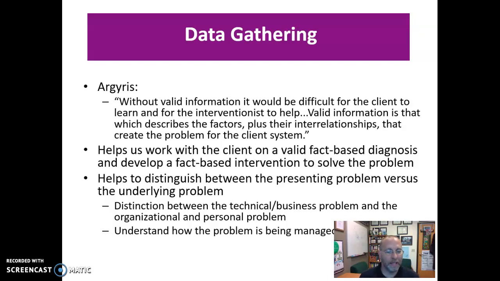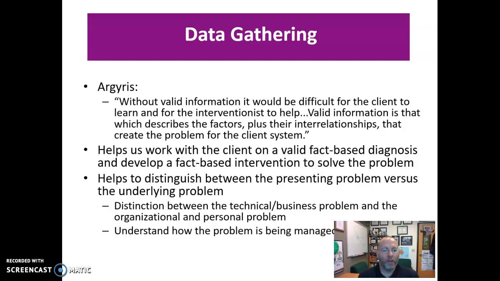So first, in relation to data gathering, I really like this quote. Without valid information, it would be difficult for the client to learn and for the interventionist to help. Valid information is that which describes the factors plus their interrelationships that create the problem for the client's system. So ultimately, that's the goal: we want to have valid information. This helps us work with the client on a valid fact-based diagnosis and develop a fact-based intervention to solve the problem, rather than just going by your gut or going by what you feel, or perhaps I've seen this a million times, so I just think we need to do this. Those aren't particularly useful ways in trying to actually diagnose.